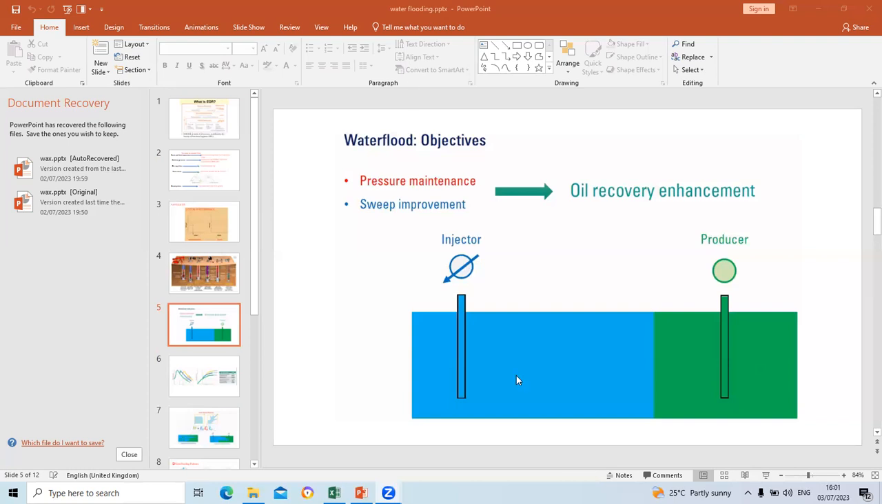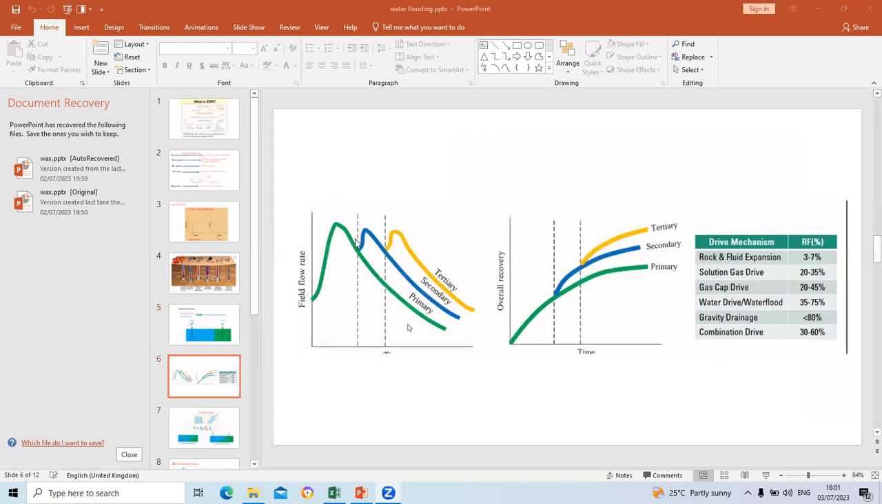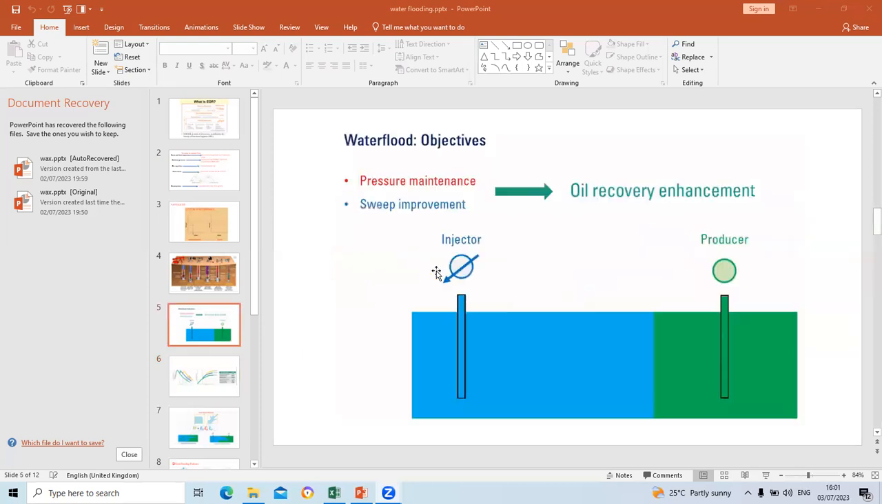So when the water flooding performance increases the oil rate, there will come a time when it starts decreasing. At that point, it means that the water flooding activity is no longer viable for us. So we have to get to another source of energy. That's where they bring in the tertiary method, the enhanced oil recovery method, to see how we can improve the performance beyond the water flooding.